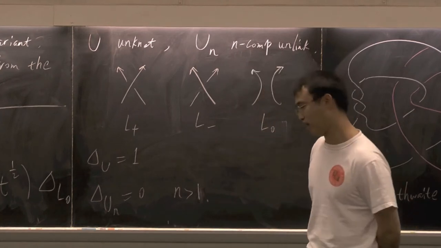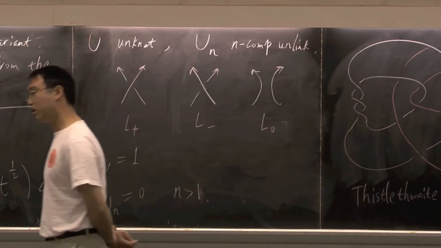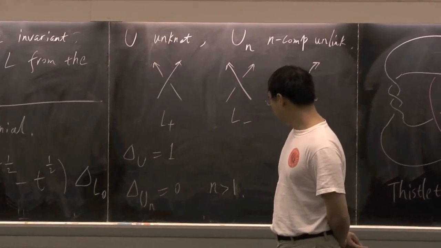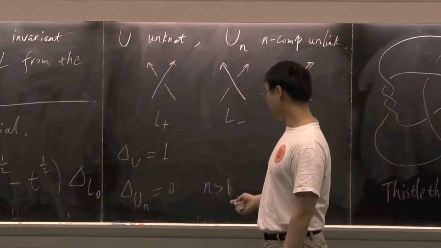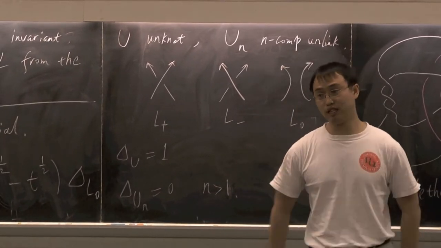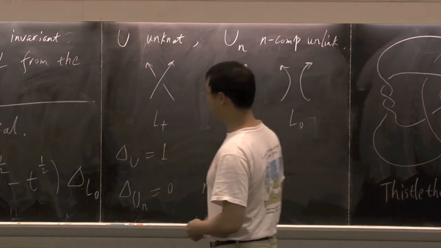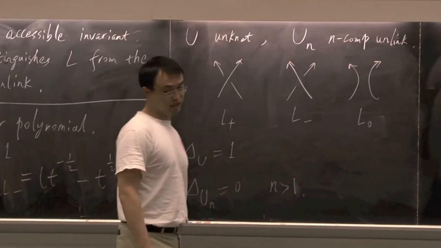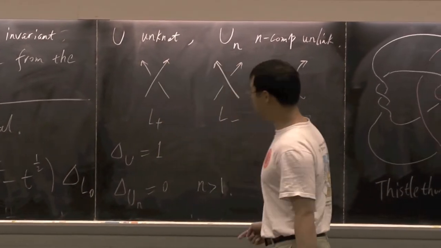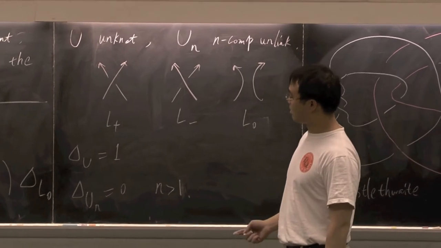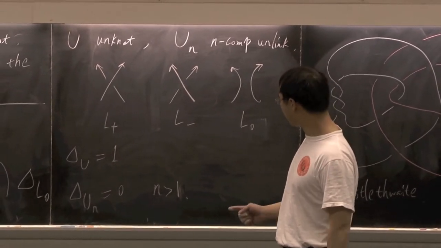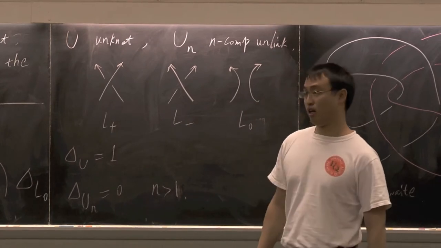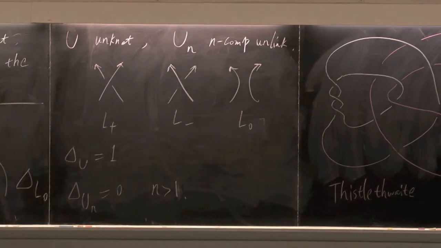For example, you can take a Whitehead double of any knot. Also, there are examples of links which have zero Alexander polynomial. For example, if the link is a split link, or more generally a boundary link, then the Alexander polynomial of the link is zero. So the Alexander polynomial doesn't distinguish the knot or link from the unknot or unlink. That's the story for the Alexander polynomial.